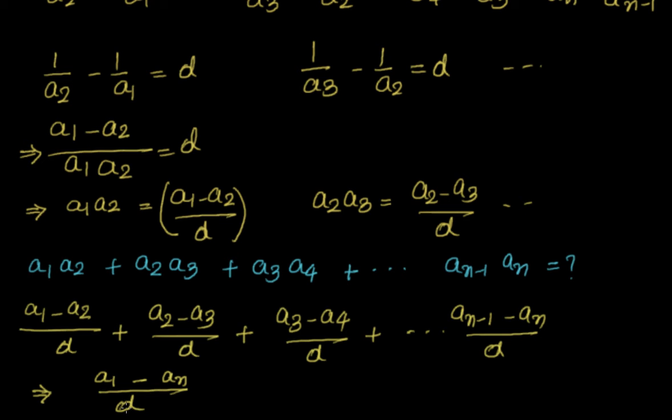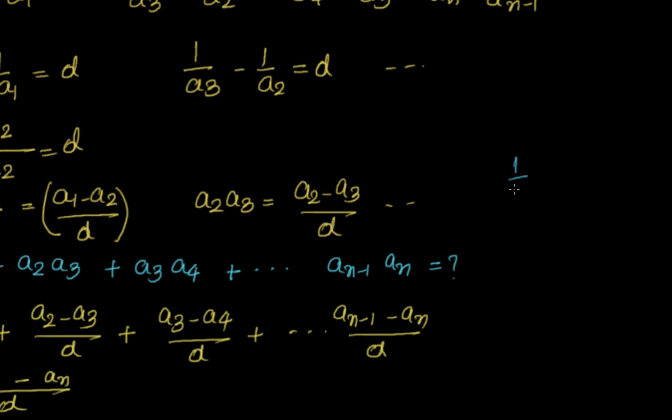Now we don't know about D. Our solution should be in terms of A1, AN and N. So what we will do is find out what is the relation between AN and A1. For that, we'll go back here.